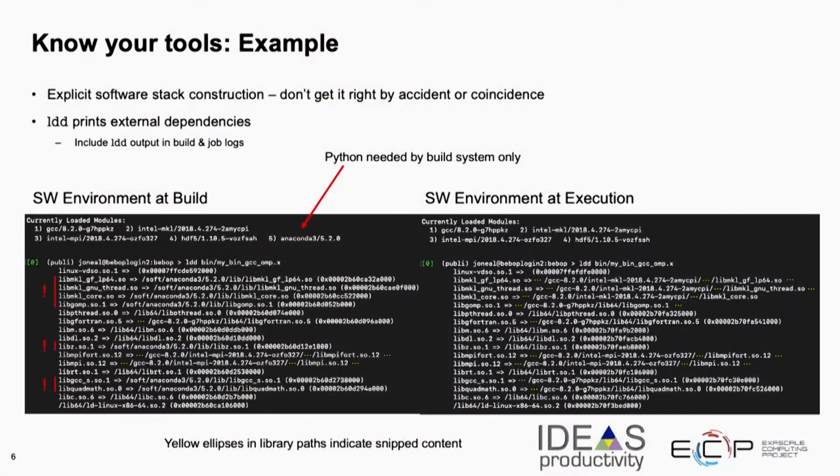So here's an example that I went through in terms of know your tools. This is the idea that I want to explicitly construct my software stacks, my environments. Obviously I want to get that right, and I don't want to be right by accident or by coincidence. So, from working with people, I became aware of this tool called ldd, which will tell you what the external dependencies are of the object that you pass to that program. And this is something that I will do. It's just a simple sanity check to make sure that things are where I think they are.